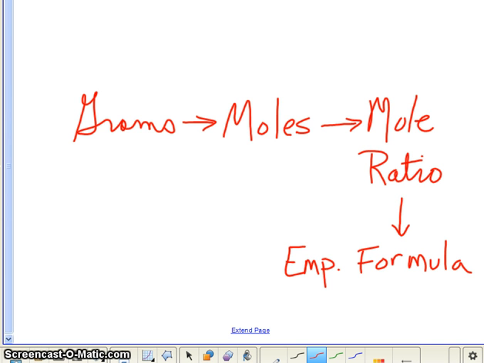Now, in the next problem that we're going to do, we're going to actually add a step. The new step that we're going to add precedes the grams, but then the rest of the process is the same. We're going to start with the percent by mass of each element in the compound, and then we're going to go to grams. And after we go to grams, we'll go to moles, mole ratio, and the empirical formula. Same process, now we're adding one more step.